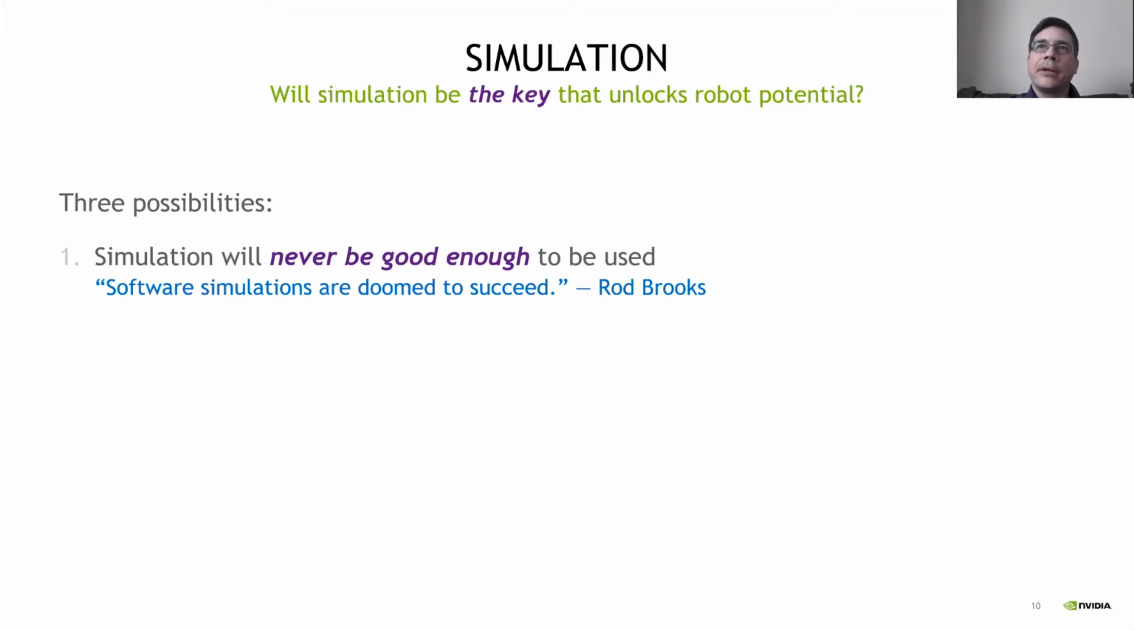This was championed by Rod Brooks decades ago in his well-known quip that simulation is doomed to succeed. What he meant was that simulation can be used to predict anything we want, and so there's no guarantee that the predictions from simulation really have anything to do with performance in the real world. I think this was a valid point of view 20, 30 years ago when he made it. I think there's still some truth to it today.